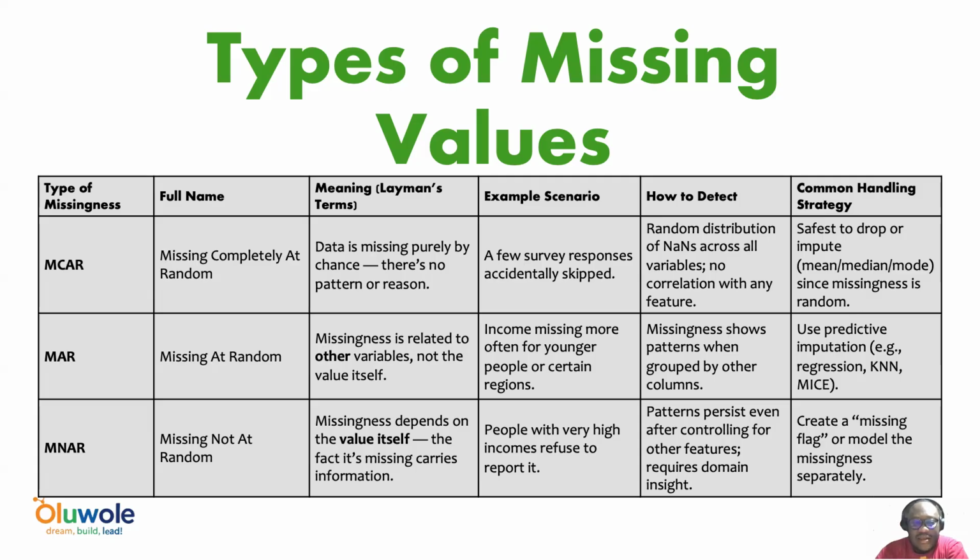So how do you detect it? The pattern persists even after controlling for other features. It requires what? Domain insight. So you now need to do research and call whoever gathered the data set. What really happened here? And at that stage, what do we do? We create a missing flag or model the missingness separately. So I'll show you how we do all these things. We create a flag immediately for this particular region and set of people.